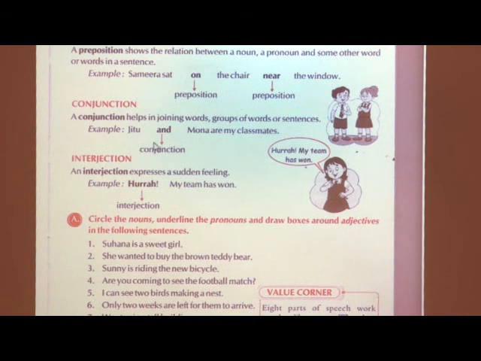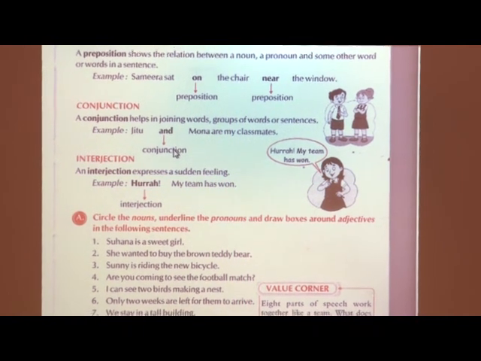For example, Jitu and Mona are my classmates. Now here they are joining the words, some nouns, Jitu and Mona. So these two words are joined by one word, that is and, and that word is called a conjunction. Or we can say bat and ball, needle and thread, or plate and bowl. These two words are joined by one word, that is called a conjunction. Some groups of words are also joined with one word, that is conjunction.